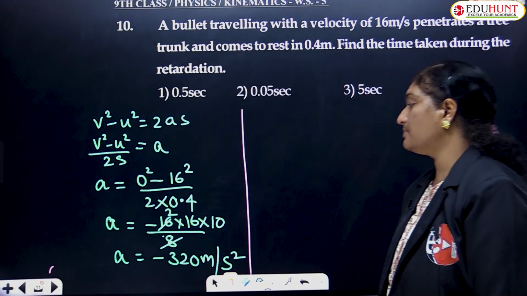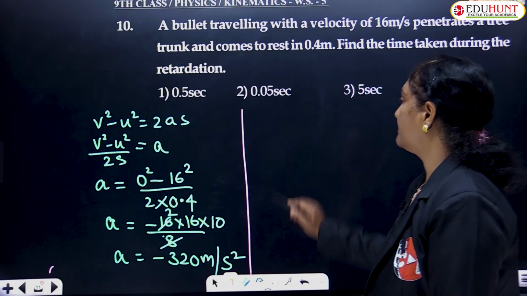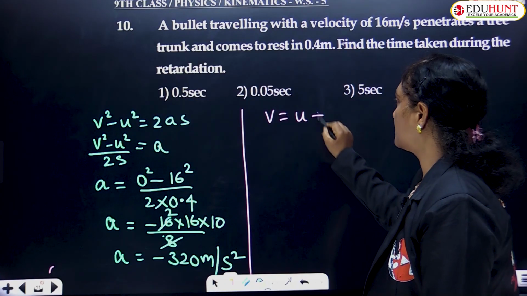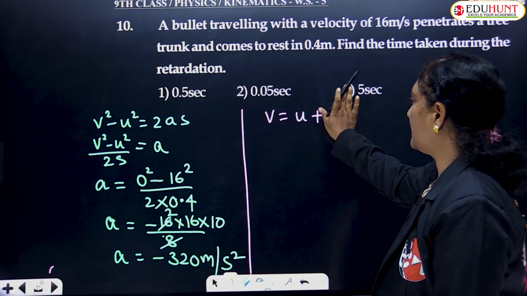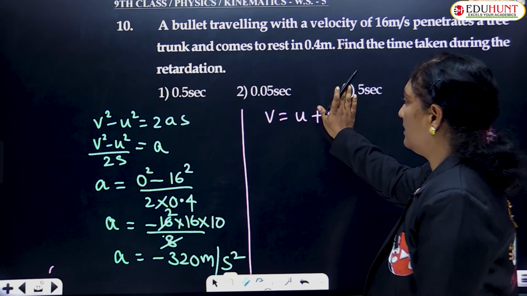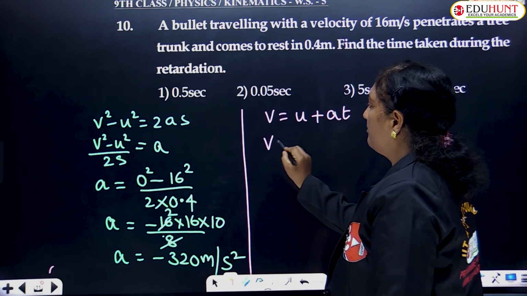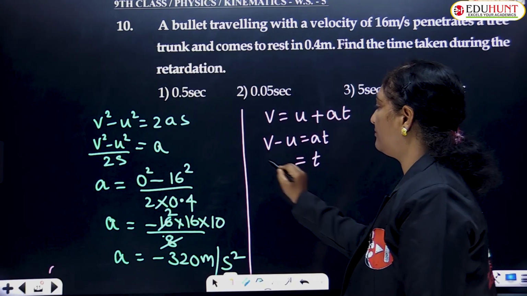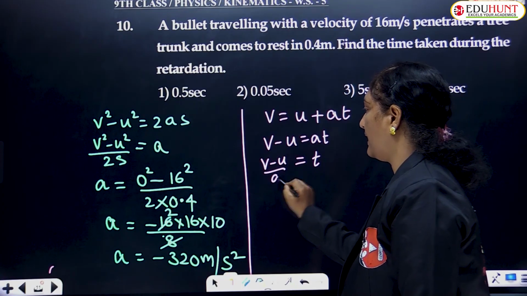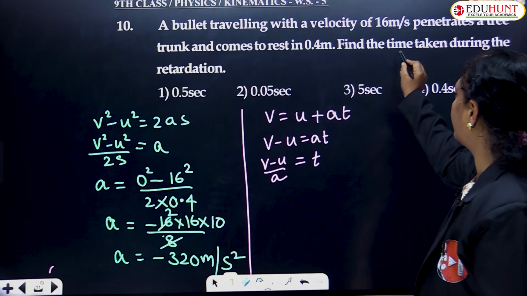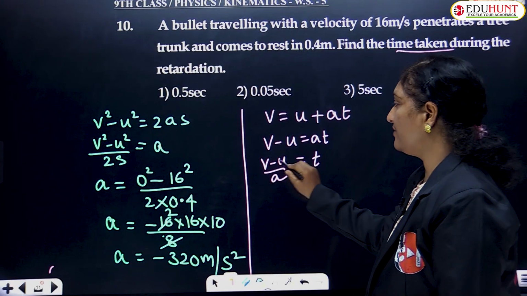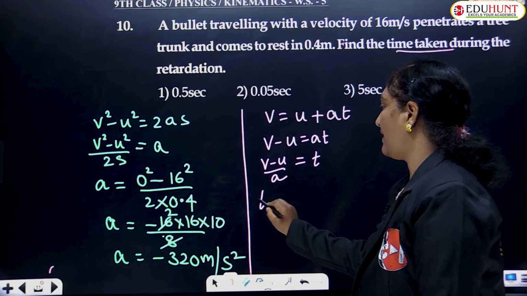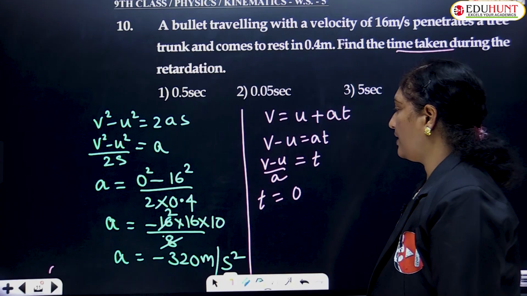Substituting the value of A as minus 320 meter per second square, let us try to find out the value of T. We again know the formula from equations of motion: V is equal to U plus AT. Taking U to the other side, you will get V minus U is equal to AT, but we need to find the value of T. Hence the value of T is V minus U by A. So this is a formula to find the value of time. You know the value of V, you know the value of U, you also found the value of A.